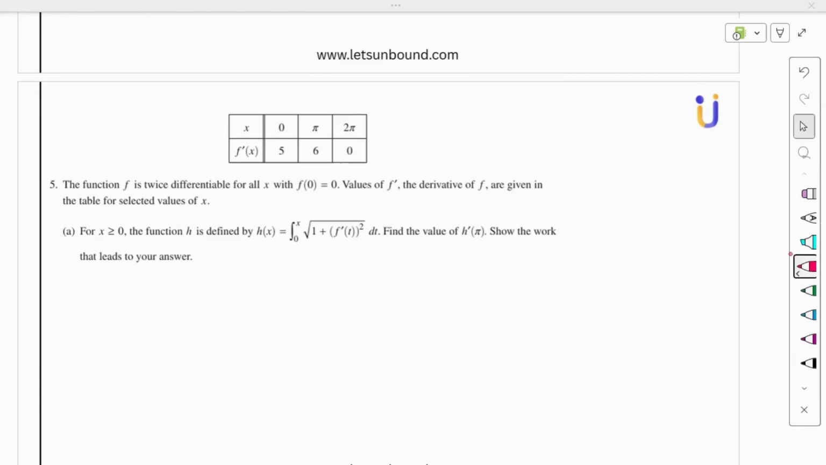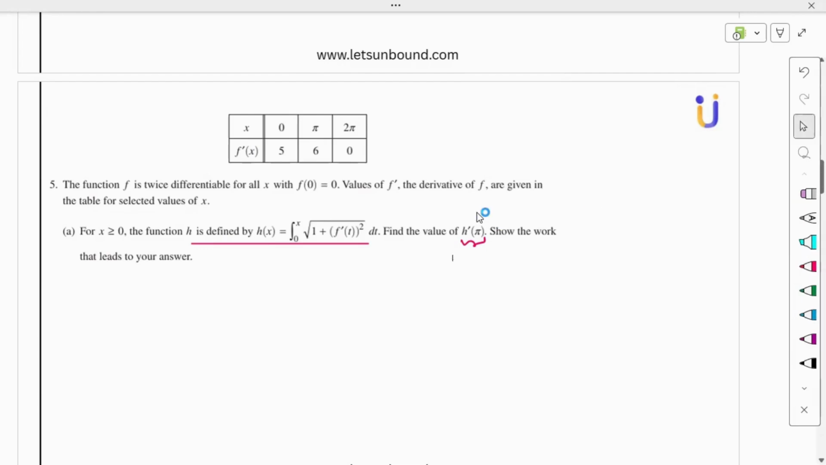For x greater than or equal to 0, the function h is defined by h of x equals the integral from 0 to x of the square root of 1 plus f prime of t, the whole square, dt. Find the value of h prime of pi. Show the work that leads to your answer.